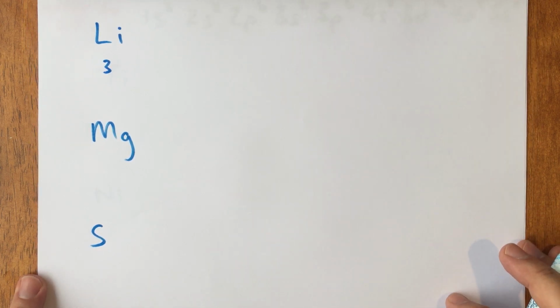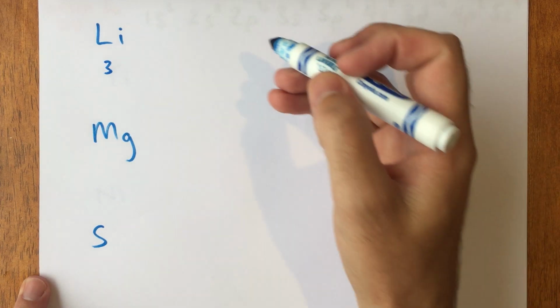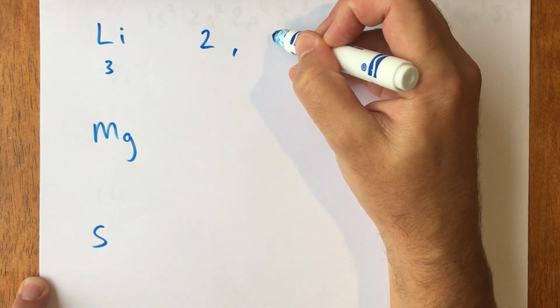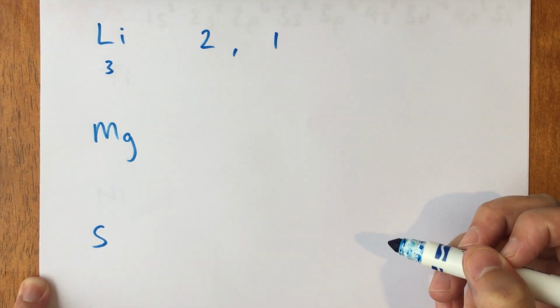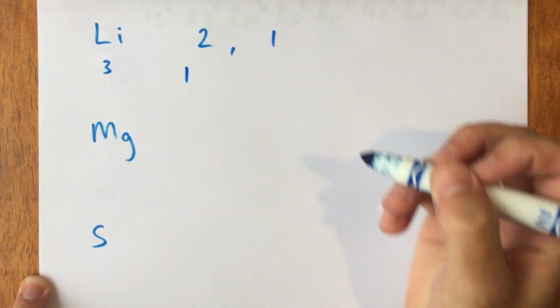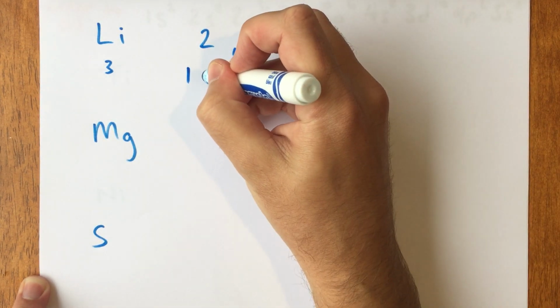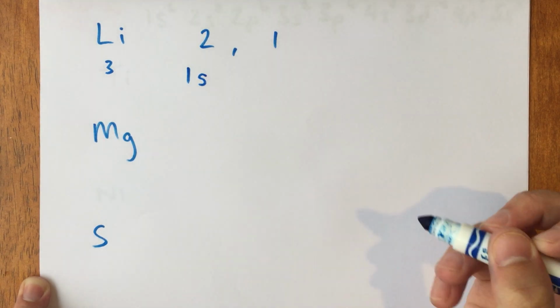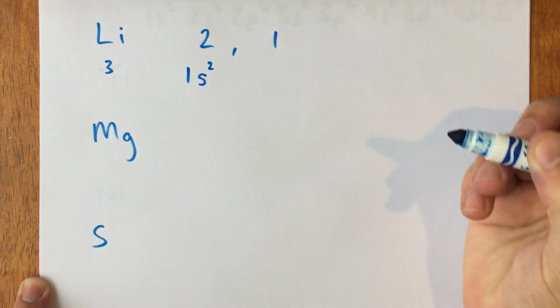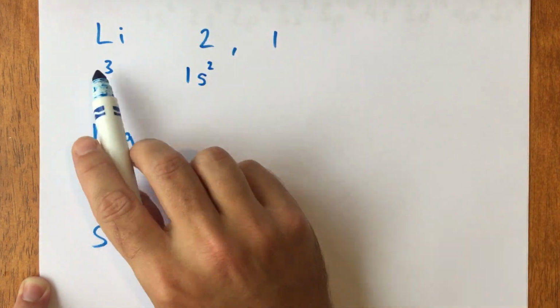So the electron configuration for lithium, written the old way, would be 2, 1. Written the new way, we would say in the first energy level, there is only one subshell and it's an S. And that S subshell can hold 2 electrons. And it has 2 electrons to fill because we have 3 total.